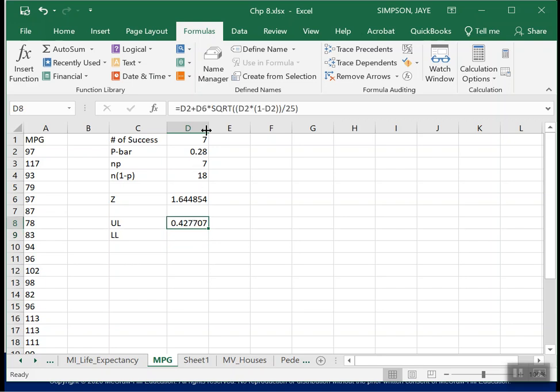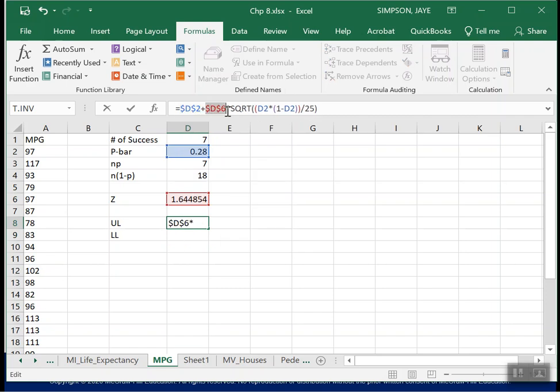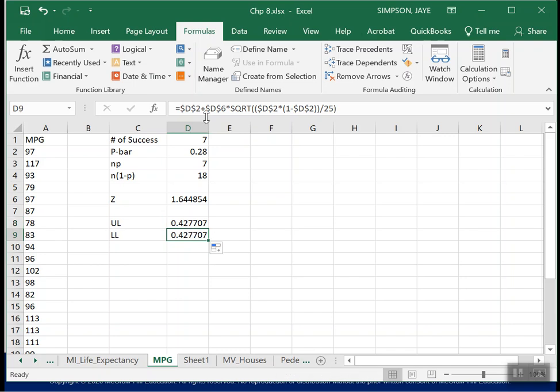And then for my lower limit, again, I'm just going to go through here and make all of these, F4, make all of these be absolute values so that I can drag it down. All right. So I'm going to drag it down, and I'm going to change my plus sign to a minus sign. All right, so I've dragged my formula down, I've changed the plus sign to a minus sign there, and so then my lower limit is 0.13.